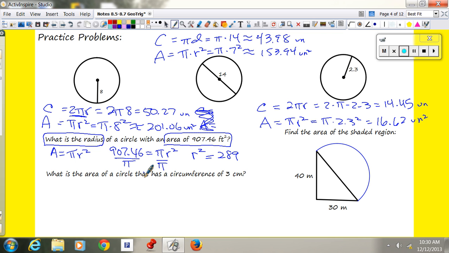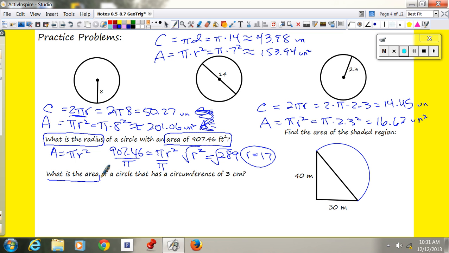How do I get r now? I don't want r squared. Just square root both sides. So my radius has to equal 17. So if you have a radius of 17, the area of your circle is going to be 907.46. So we just work backwards. Instead of multiplying pi times radius squared, we divided by pi and we square rooted both sides to get the r.